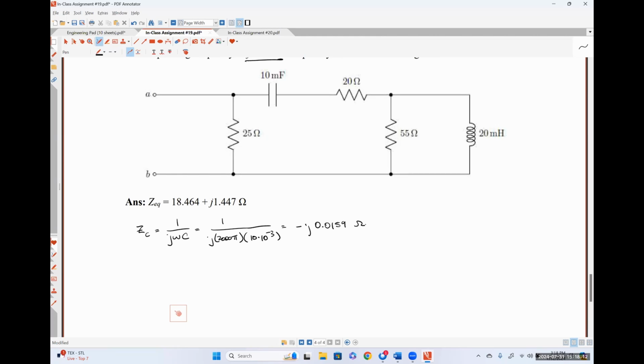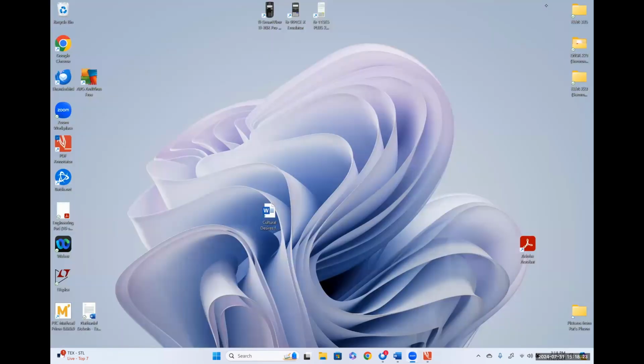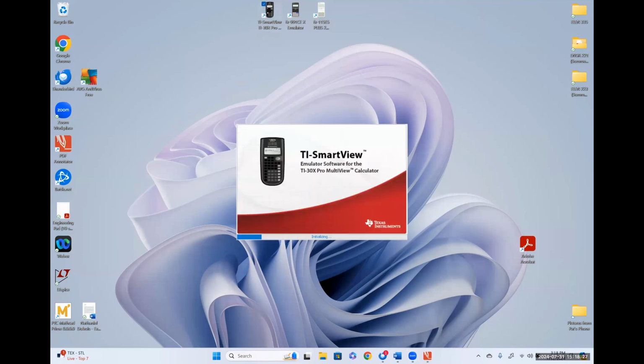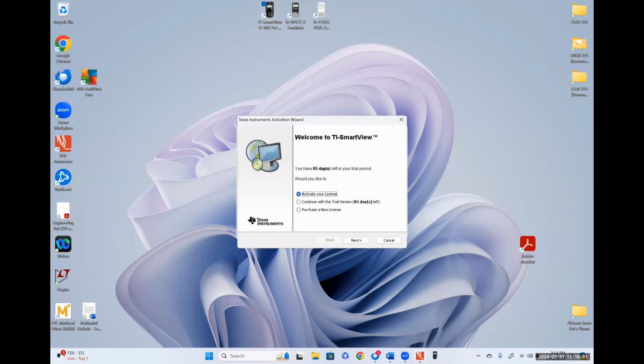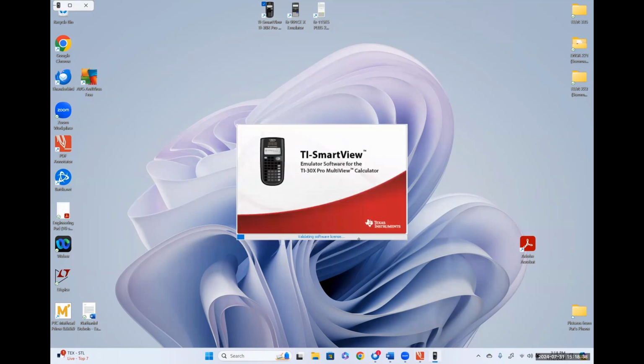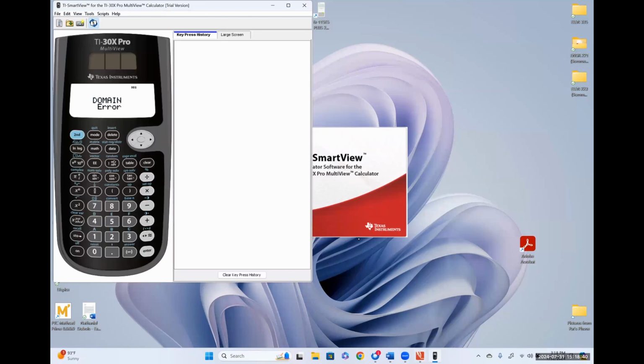How did you get the negative value? So let me pull up the calculator so I can show you exactly what I put in my calculator. I'm using my TI-36 today. Clear that out.